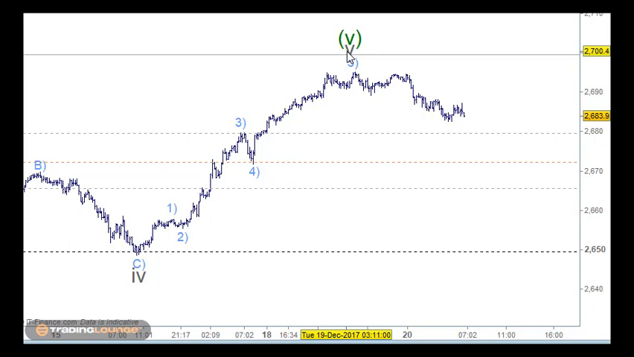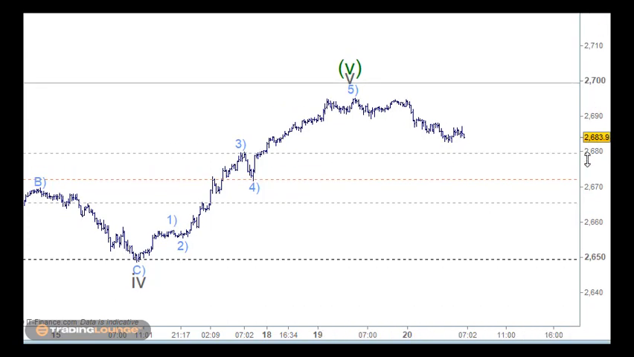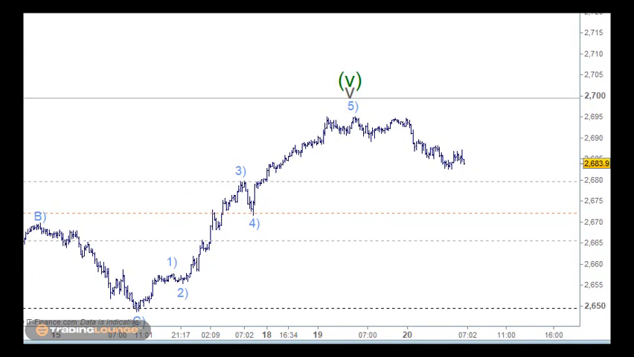I may be wrong, and there may be another little high coming in here, but we would need to see 5 waves down here first, and it's not like we're going to miss much.